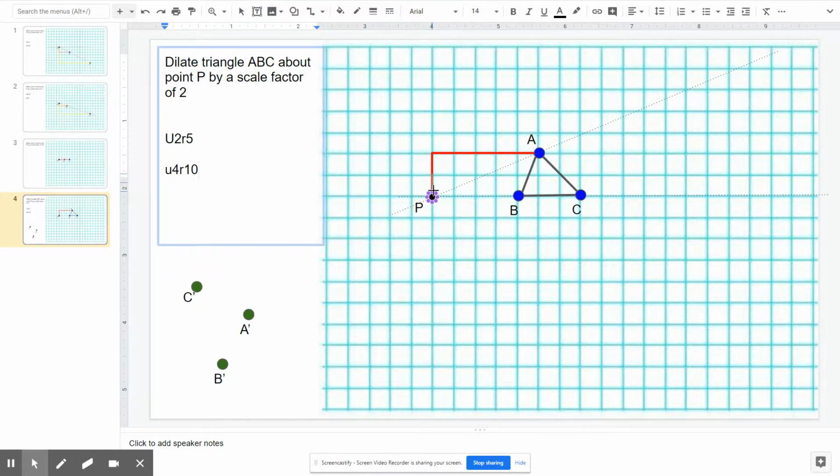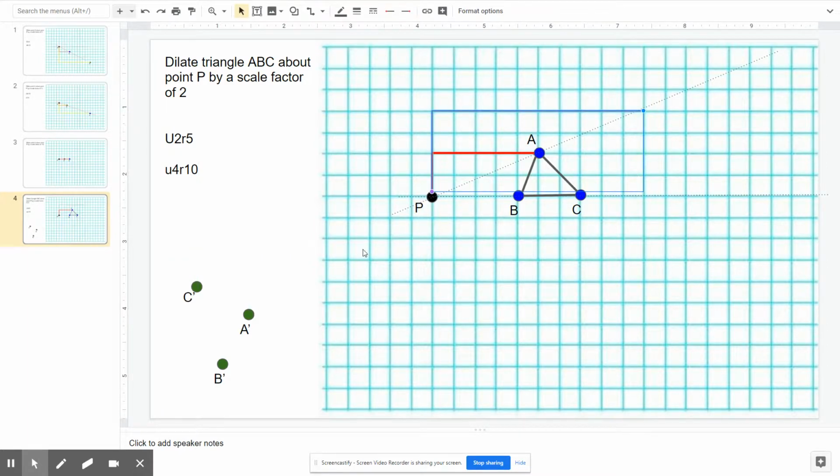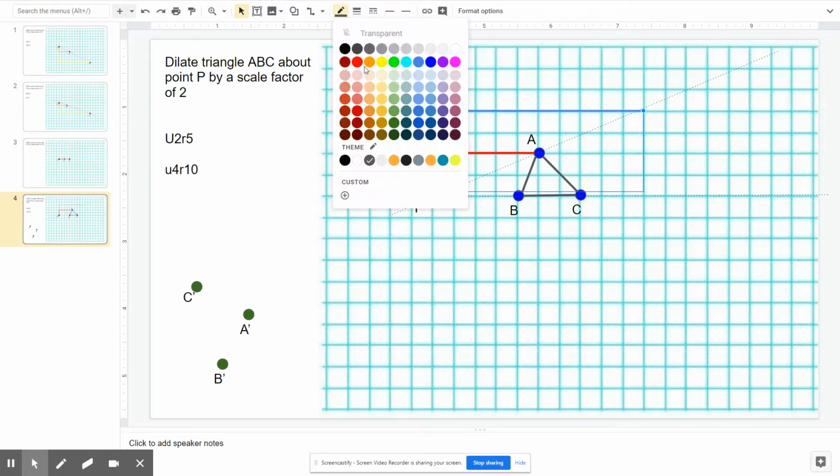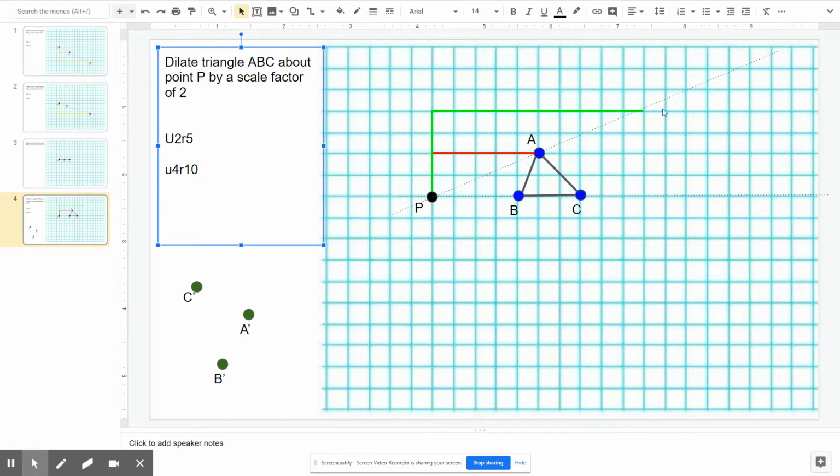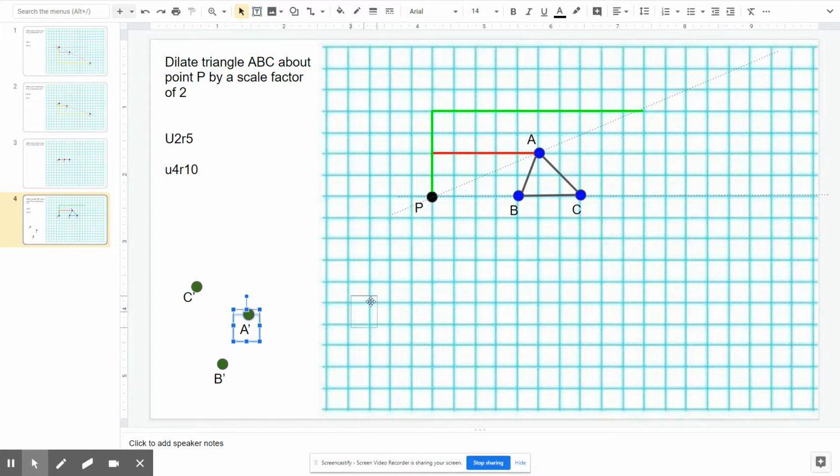Up 4. 1, 2, 3, 4, and then right 10. 1, 2, 3, 4, 5, 6, 7, 8, 9, 10. Let's change that color a little bit so you can see what we got going. Oh, that's a terrible choice. I'll make it darker. So there is my point A prime. Pretty simple to find and to deal with.